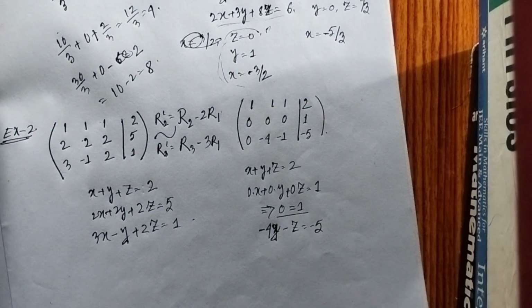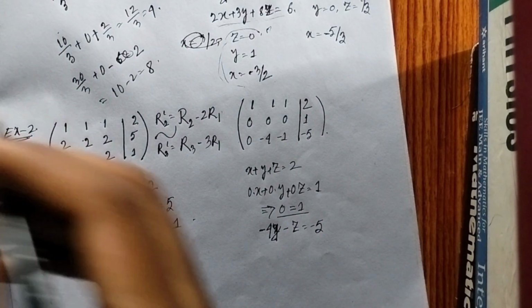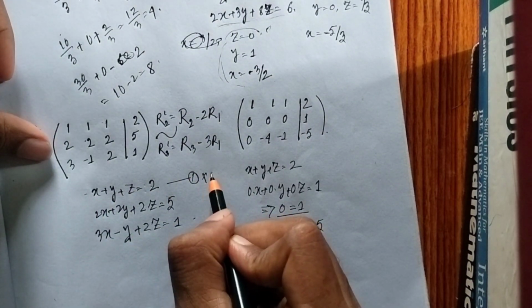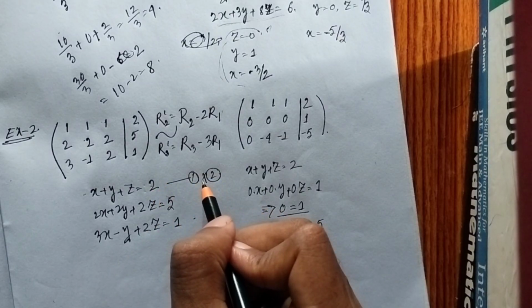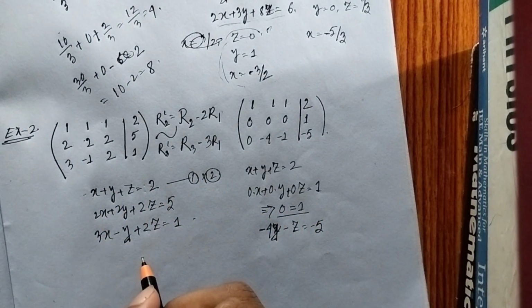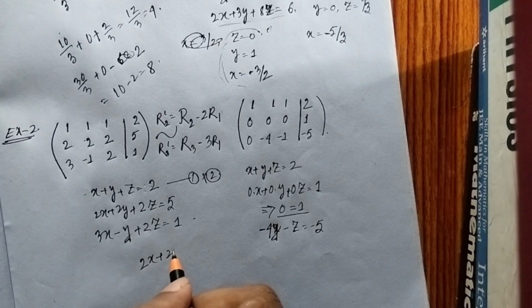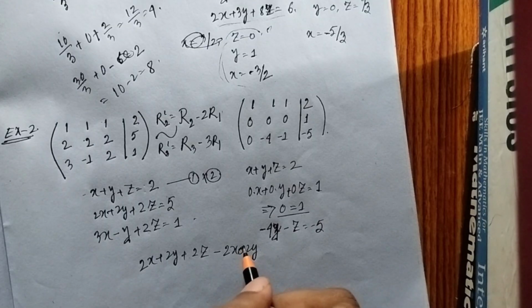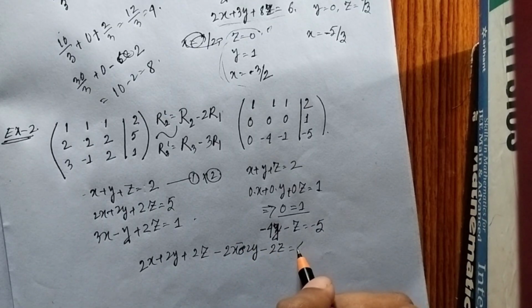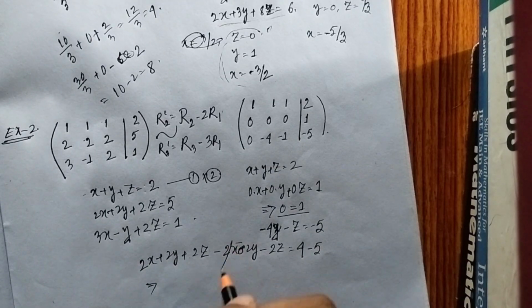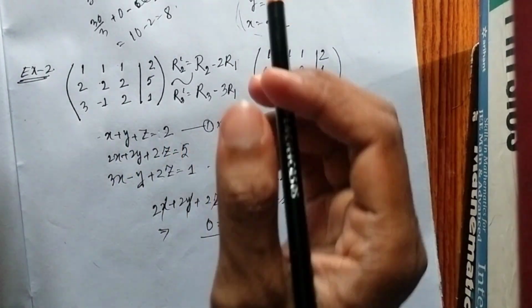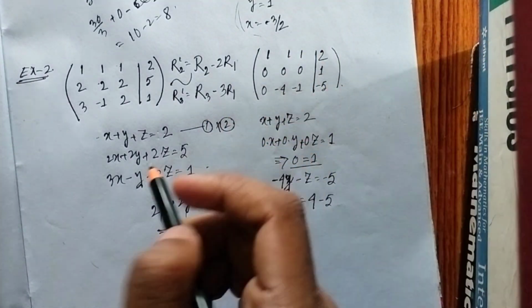So we can conclude this, because if I multiply the first equation by 2 and then subtract it, you will have 2x plus 2y plus 2z minus 2x plus 2y plus 2z equal to 4 minus 5. That means everything cancels out, and ultimately we have 0 equal to minus 1. This is an impossible result if you just solve it by the natural process.